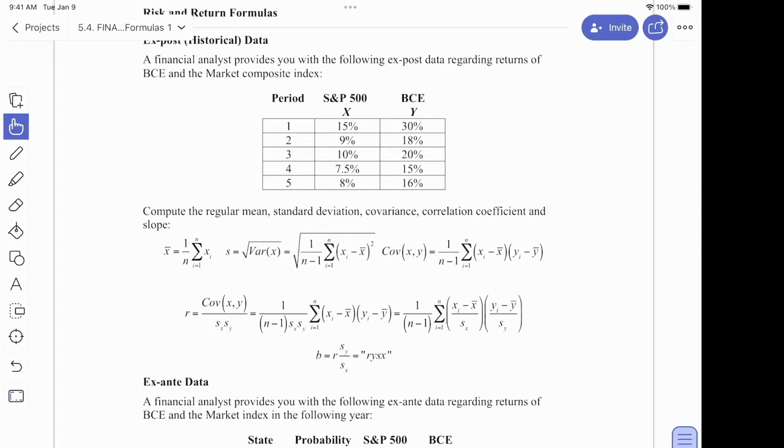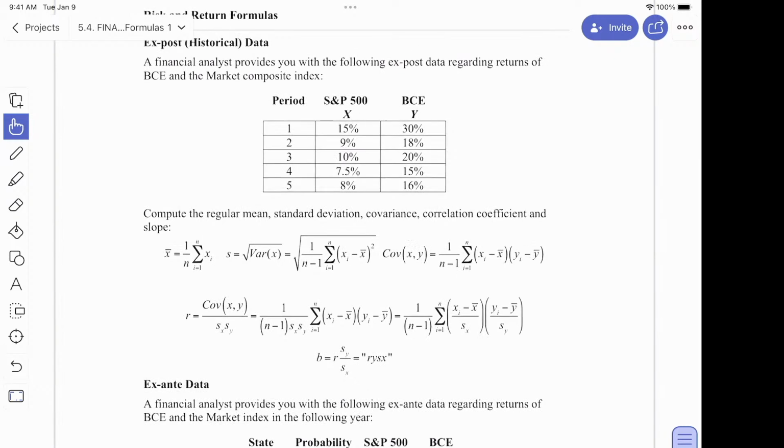So what else on these formulas? I've shown you covariance, which you can get by R, SX, SY. And then this entire column here is just different formulas for the same correlation formula. And then finally, I end up with B. B is R multiplied by the division of SY by SX.